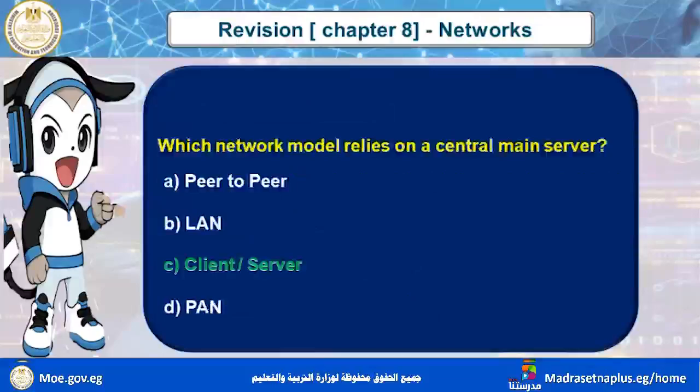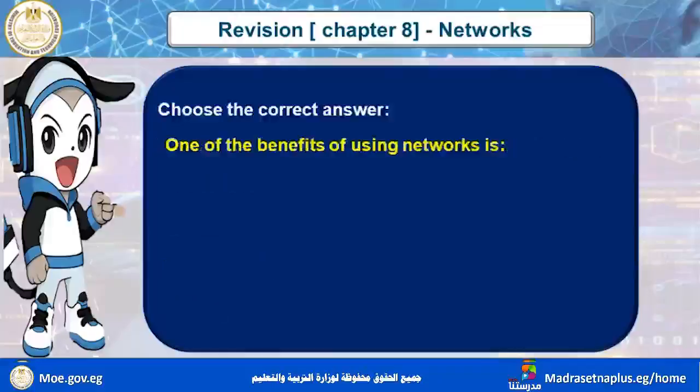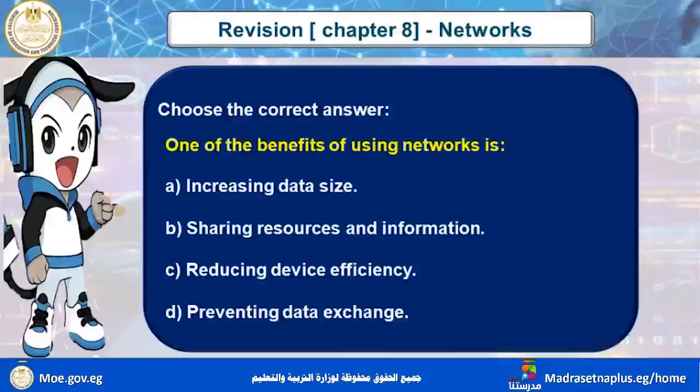Which model relies on central mail server? Yes, client server is correct. And this is the correct answer. One of the benefits of using network is increasing data size, sharing resources and information, reducing device efficiency. Yes, correct. Sharing resources and information.